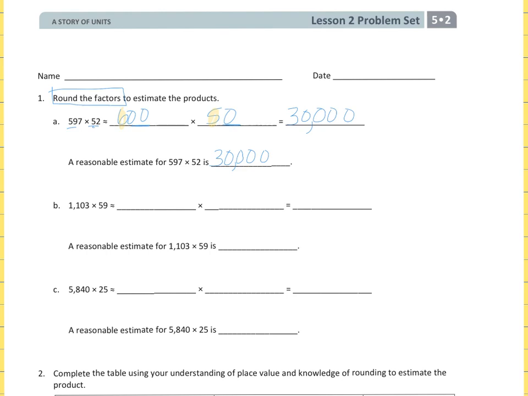All right, 1B, 1,103 times 59. Well, 1,103 is very close to 1,000. Make it easy. 59 is close to 60. Make it easy. Here are your basic math facts right here. You've got 1 and you've got 6. That should give you 1 times 6 is 6.